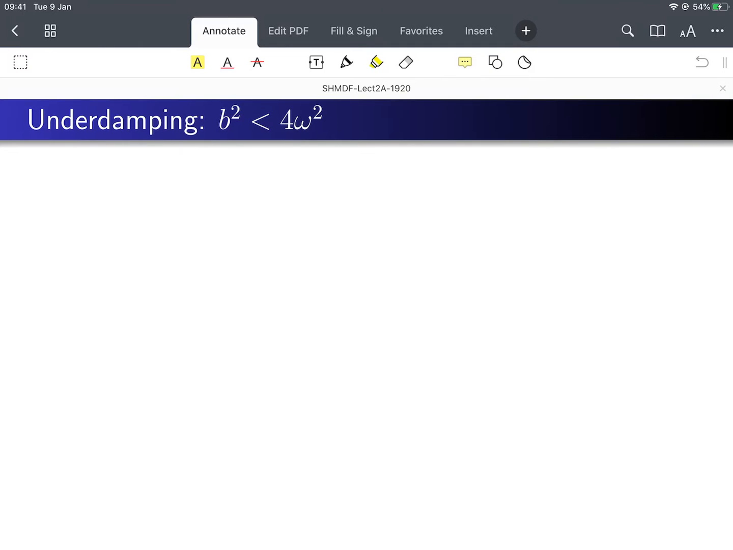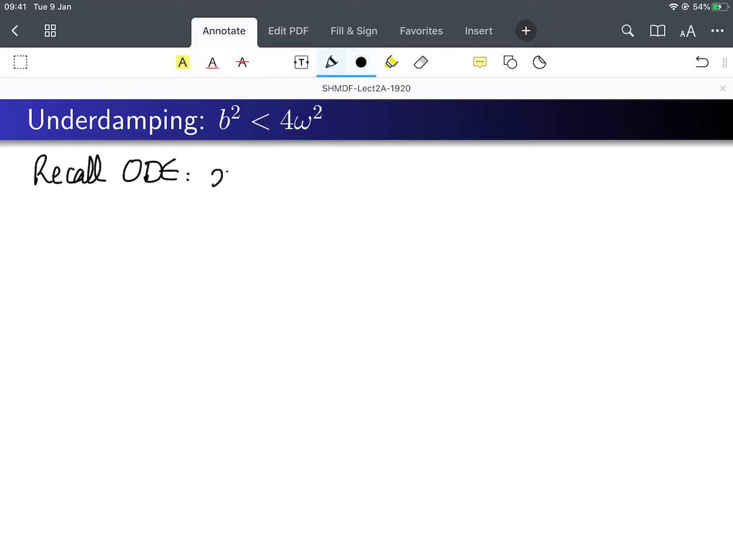Well, hello everyone. We're going to keep going with our chapter on forced and damped simple harmonic motion. If you remember last week, we arrived at the following ordinary differential equation: x double dot plus b x dot plus omega squared x equals 0, where the second term involves b, a damping constant, which is positive.